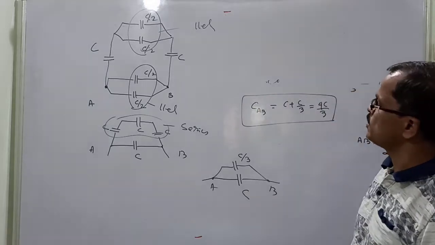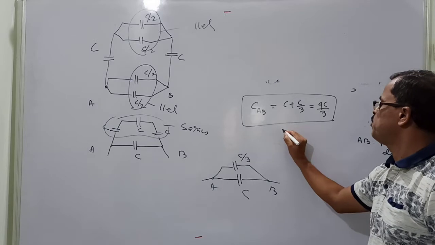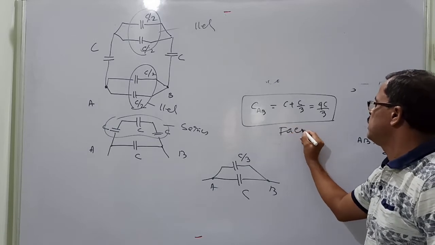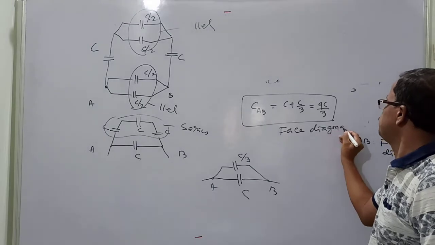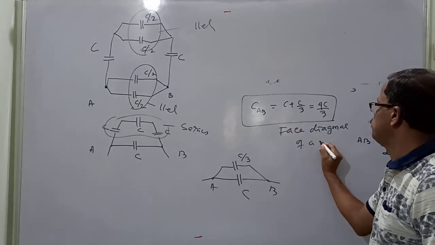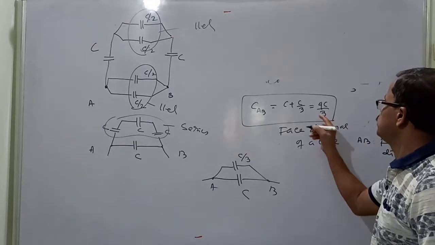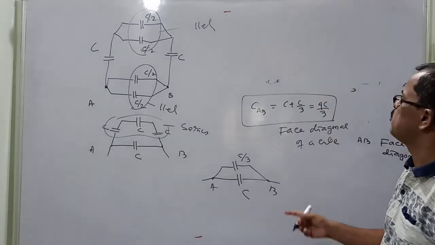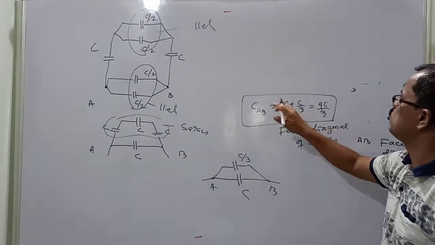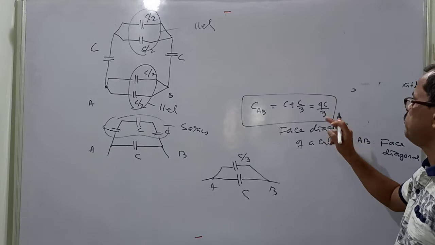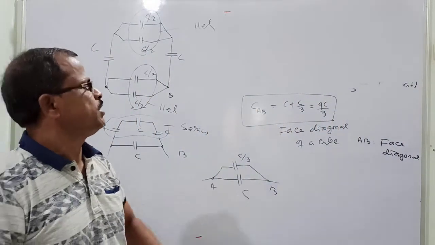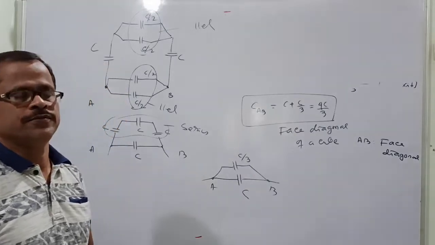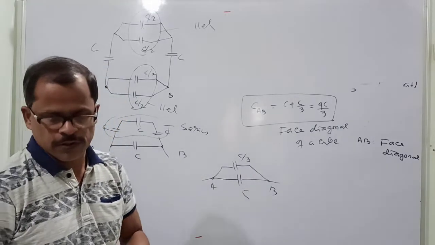So the net capacitance about the face diagonal of a cube is 4C by 3. About the body diagonal, it was found to be 6C by 5. That is the end of this problem, and the solution is 4C by 3. Okay, this problem is over.